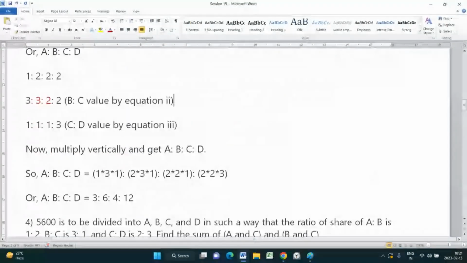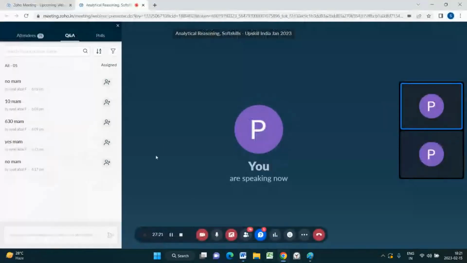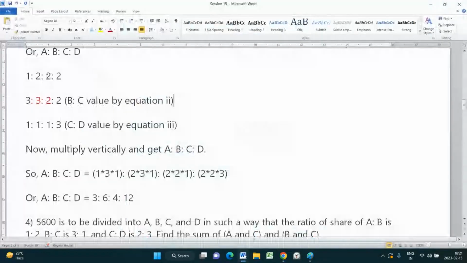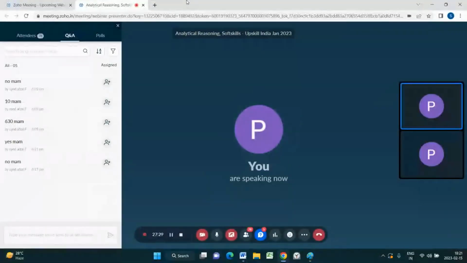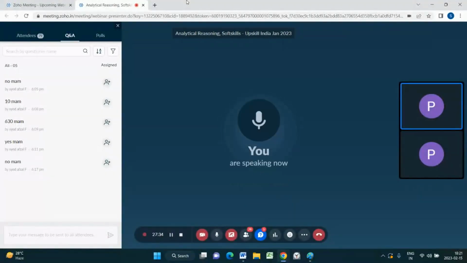Now I have to multiply the first numbers for A, which is 1 into 3 into 1. B is 2 into 3 into 1. Can somebody tell me on what basis we are copying 2 here and 3 here? What does that mean? We have done it during our addition and subtraction earlier. Can you tell me what is that?